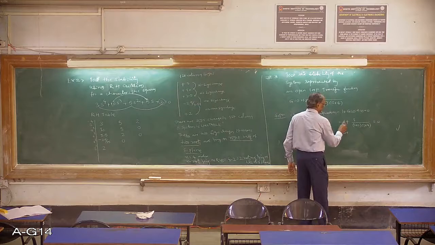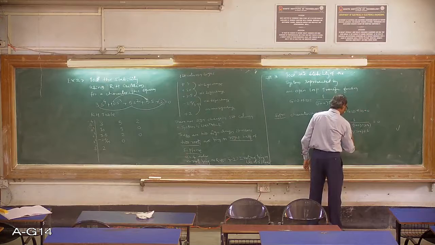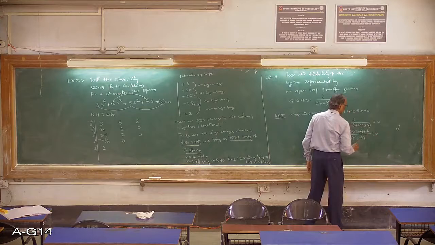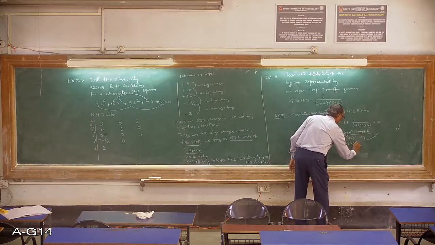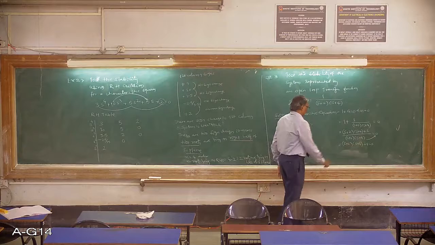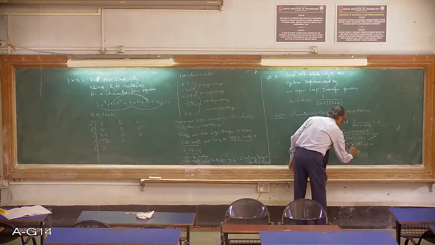Taking LCM, (s plus 2)(s plus 4) plus 1 divided by (s plus 2)(s plus 4) equal to 0. Expanding this, we will get s square plus 2s plus 4s, 6s, 4 times 2 is 8, plus 1. To explain the concept only, I have taken a simple example.